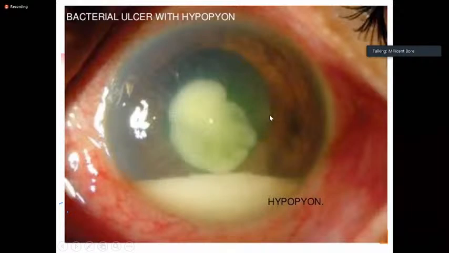Then if you can see posteriorly here, the pupil is dilated, not very dilated, it's mid-dilated, and the lens looks clear at the back. So the reason I'm saying the lens is clear is because you don't see anything white. It just looks like a black space there. So that's why I'm saying the lens is clear.